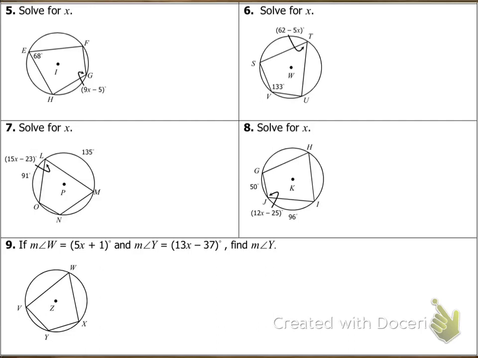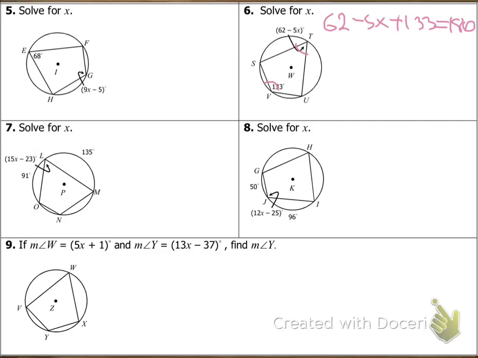So let's look at number 6. For this one, we just have to solve for X. So if you notice, remember we need the angles that are opposite from each other. So T and V are directly across from each other. That's what I want. So now just add them together and set it equal to 180. So if I have 62 minus 5x plus 133 equals 180. So do a little bit of algebra.